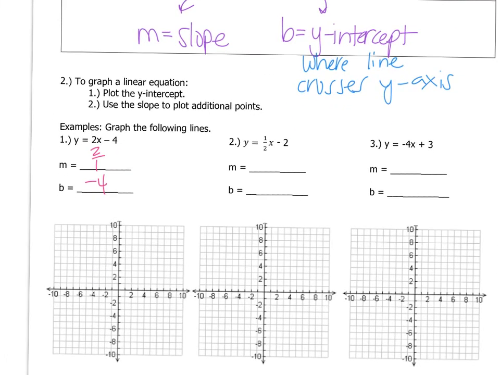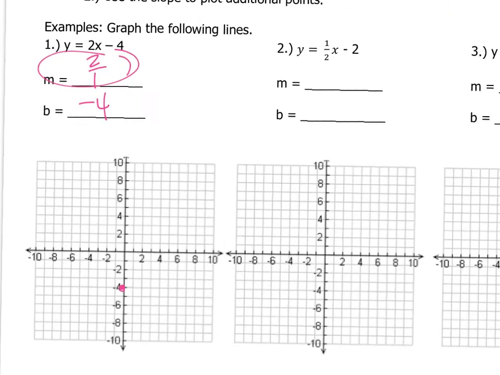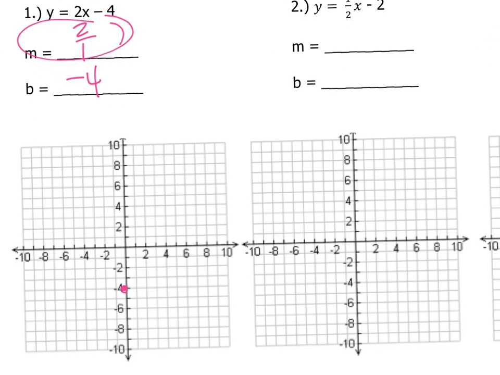Then what we are going to do to graph that, it says first, plot the y-intercept. Well, the y-intercept is our value of b. So on -4, I plot that point. And then we're told to use the slope to plot additional points. So from that y-intercept, I use my slope, 2 over 1. So that means I rise 2, I go up 2, and I run 1, go over 1. Up 1, 2, over 1. And then we graph our line.